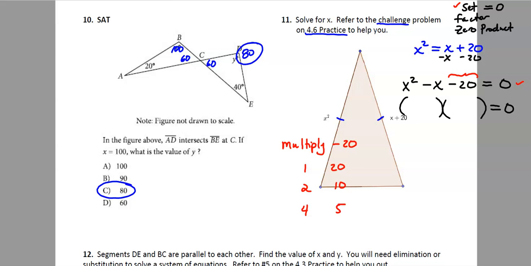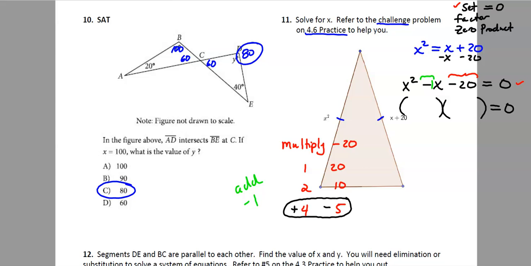Now I got to be careful with my negatives. To make a negative 20, one's got to be negative, one's got to be positive. But at the same point, I need to add to make negative 1. So I need to find one of these combinations down here that add up to be negative 1. I think if I play my cards right, here's the combination.